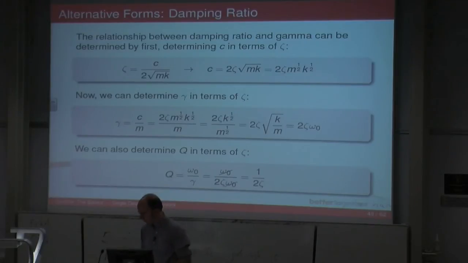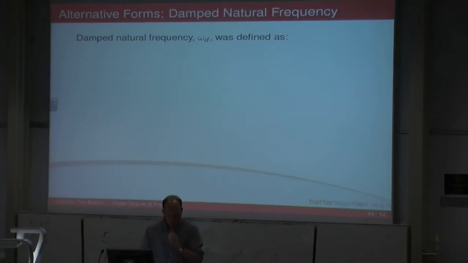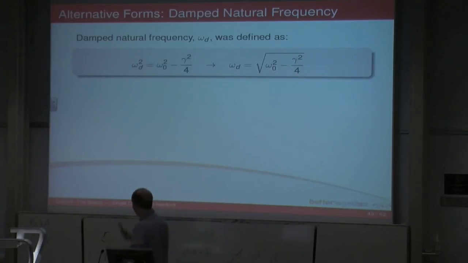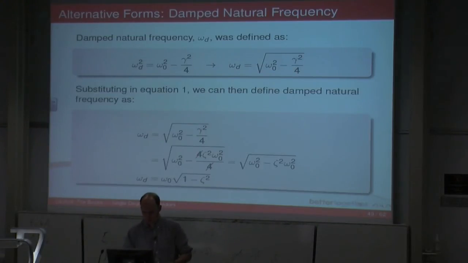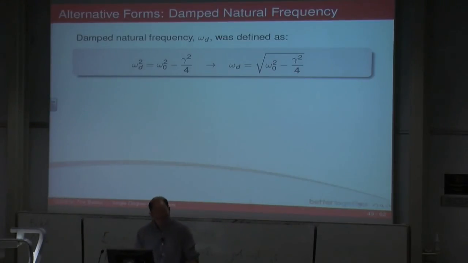Right, so that's damping ratio. Damped natural frequency, omega d, we came across this. That was the equation that we looked at. Omega d, the damped natural frequency is omega naught squared minus gamma squared upon 4. And so obviously we can square root it to get omega d. Substituting in equation 1, what's equation 1? Equation 1 is the one we came across beforehand.